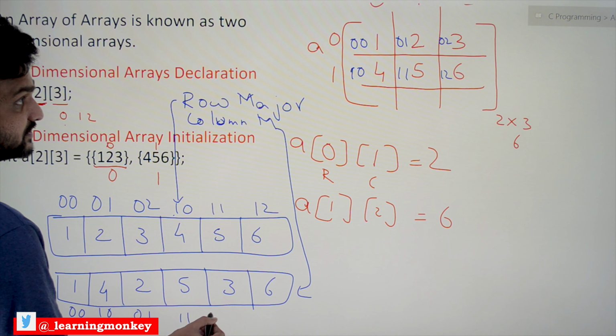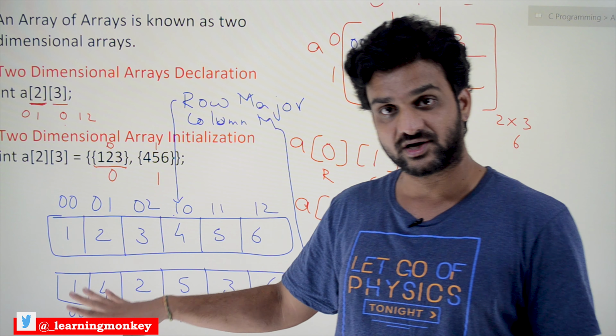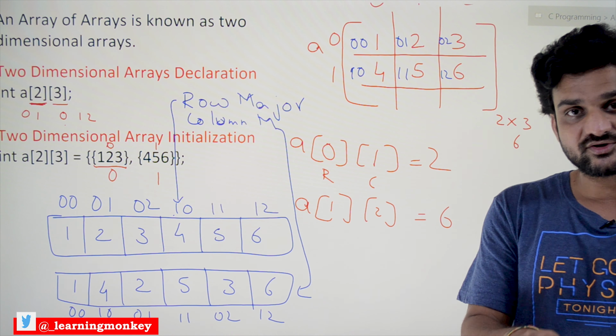Okay, so this is the basic knowledge on two-dimensional arrays, how the array elements can be declared and how the initialization is done. If it is row major order, how the values will get stored in the memory, and how the values will get stored if it is column major order. So hope you got the clarity on this concept.